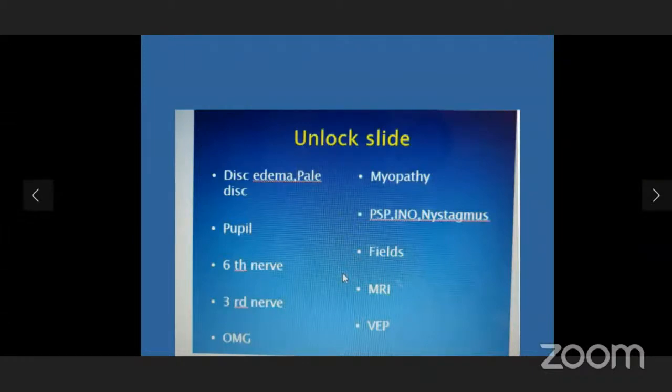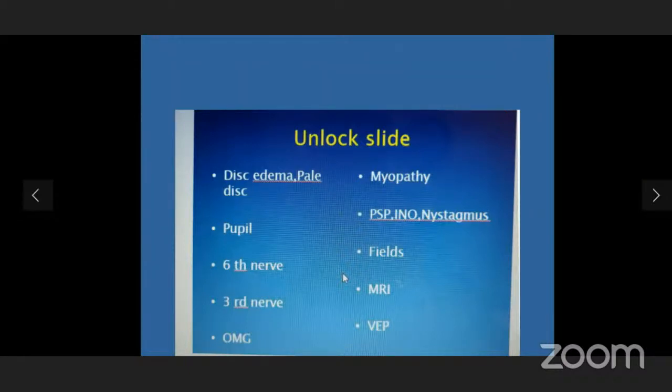So these are the scenarios which by and large you'll expect in neuro-ophthalmology. It would be a photograph of an optic disc, and in neuro-ophthalmology, it would probably be a disc edema or a pale disc. You can also have a video or a photograph of pupil, and we'll talk about it. Sixth nerve palsy, third nerve palsy, ocular myasthenia gravis, myopathies. The rare ones which can still be asked and have been asked are PSP, INO, or nystagmus. And in investigation, the commonly asked with a neuro-ophthalmology focus would be visual fields, neuroimaging, commonly MRI, but you can have CT scan as well, and electrodiagnostics, mainly VEP.